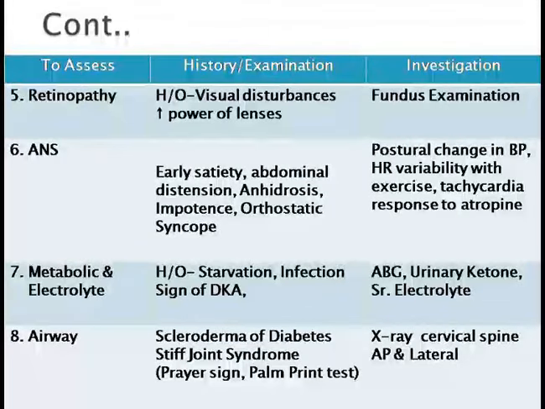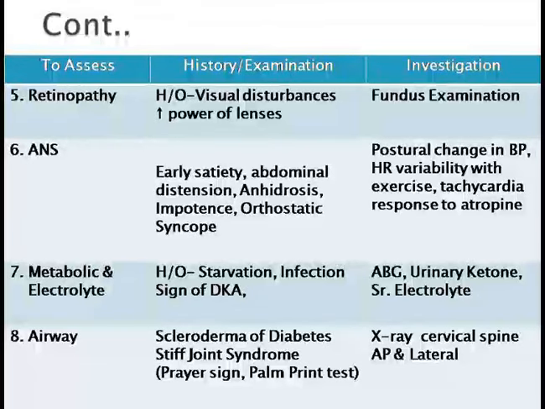Retinopathy needs to be assessed by fundus examination, and the autonomic nervous system by the postural change in blood pressure, heart rate variability with exercise, tachycardia and response to atropine. Have a look at the electrolytes and the ABG, the urine ketones and serum electrolytes.